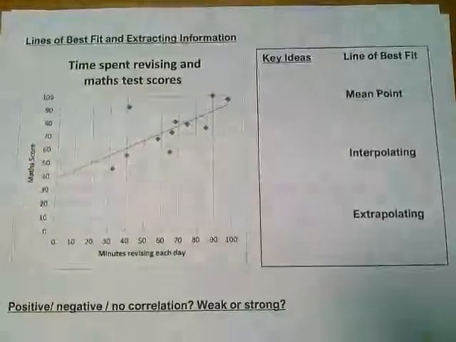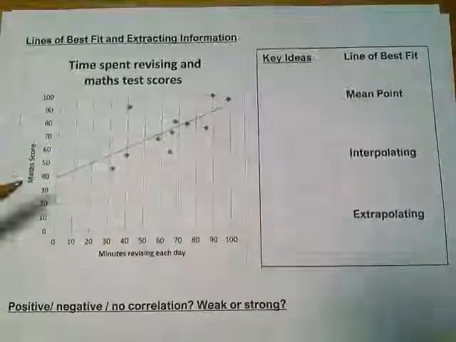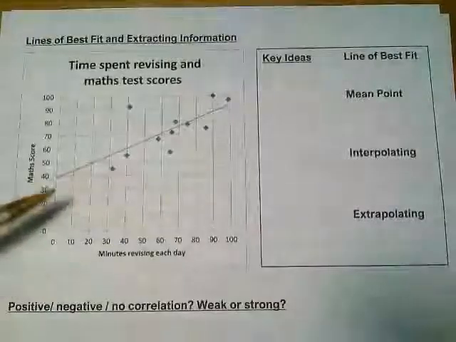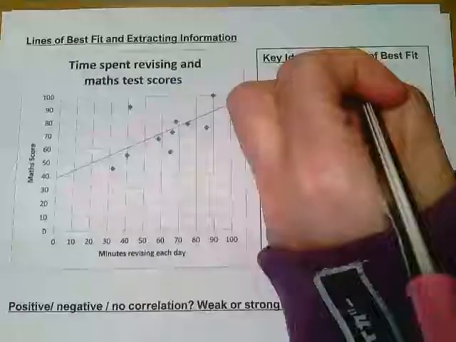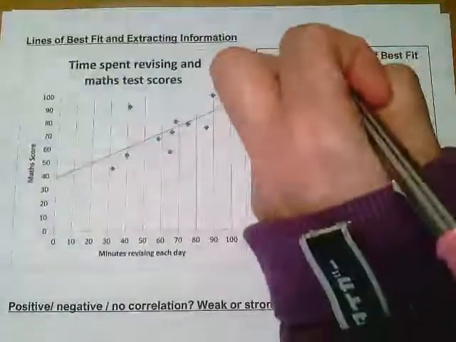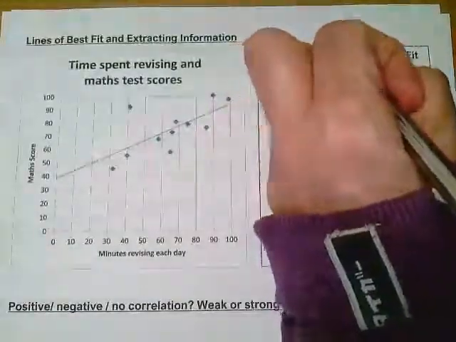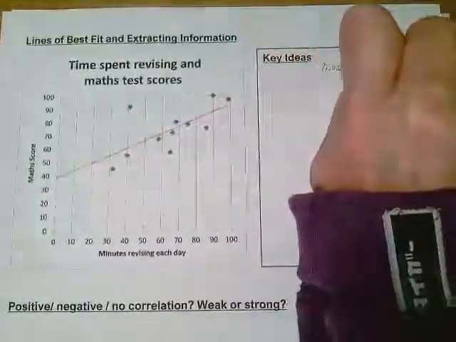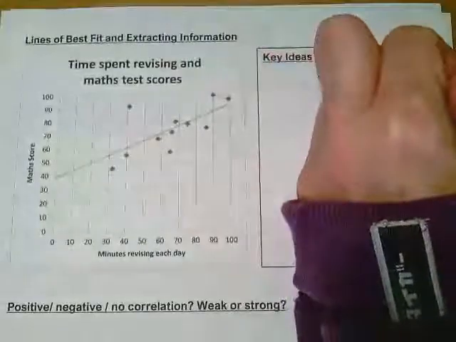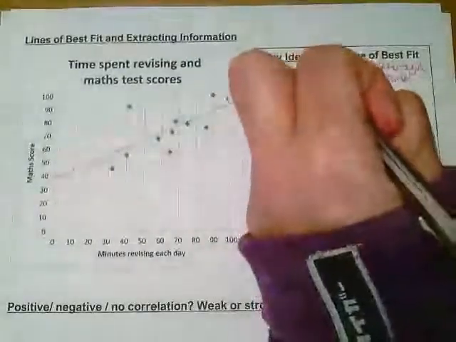Okay, so we're going to just use this sheet to talk about some of your key ideas, and the first one is the line of best fit. Okay, so what is this line of best fit? It's a line that goes through the mean point and shows the correlation.